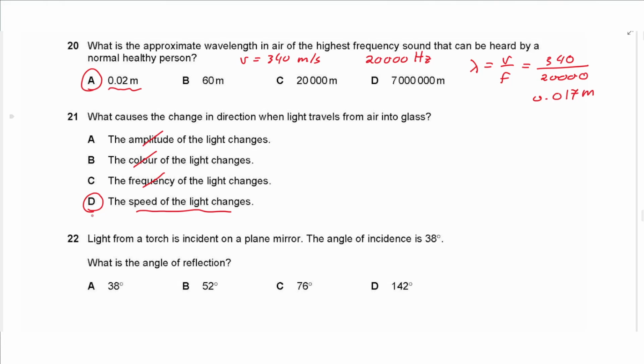Question 22 says, light from a torch is incident on a plane mirror. The angle of incidence is 38 degrees. What is the angle of reflection? In reflection, the angle of incidence is equal to the angle of reflection. So the answer is A.